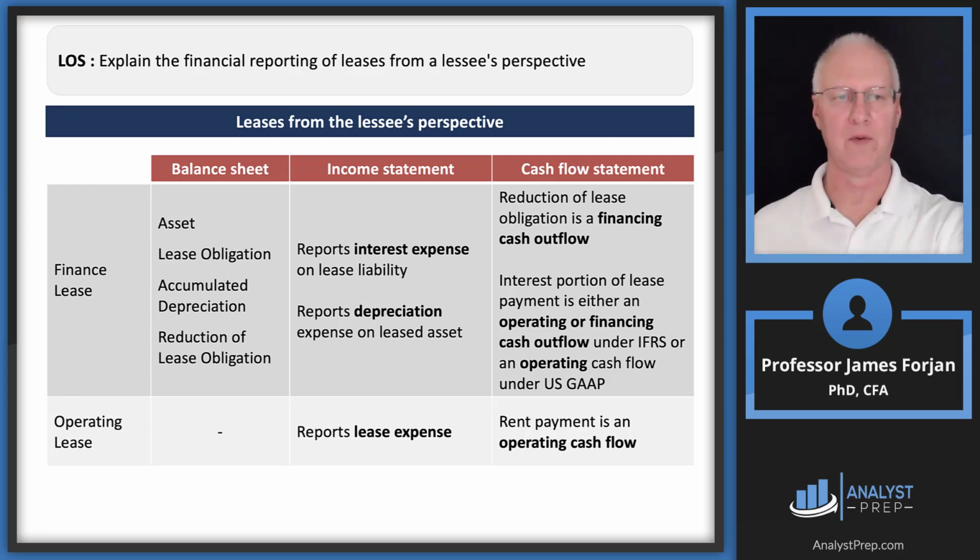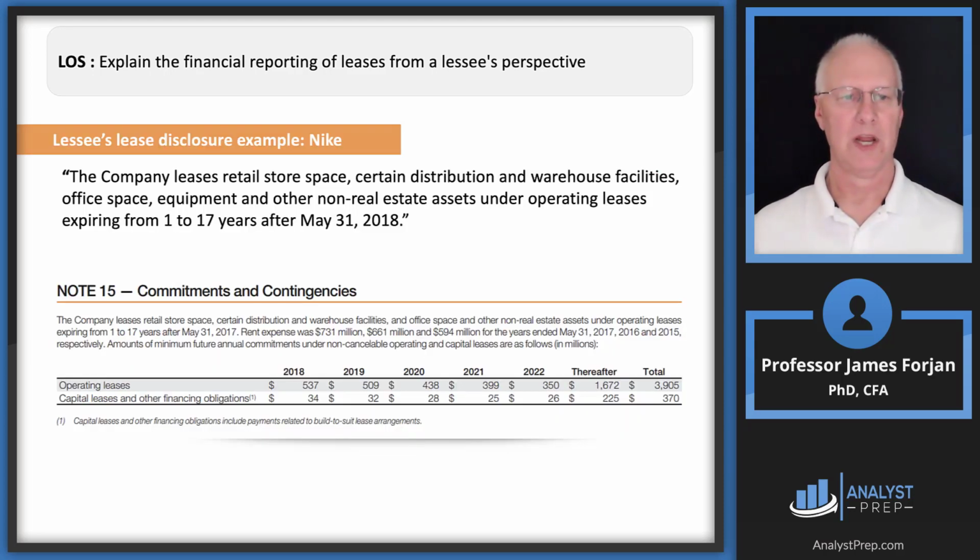recording, you'll see that we have some table in there that tells you about the finance lease. And then for the operating lease, this is super simple. We just report the lease expense, and then it's an operating cash flow. Here's just a quick example.